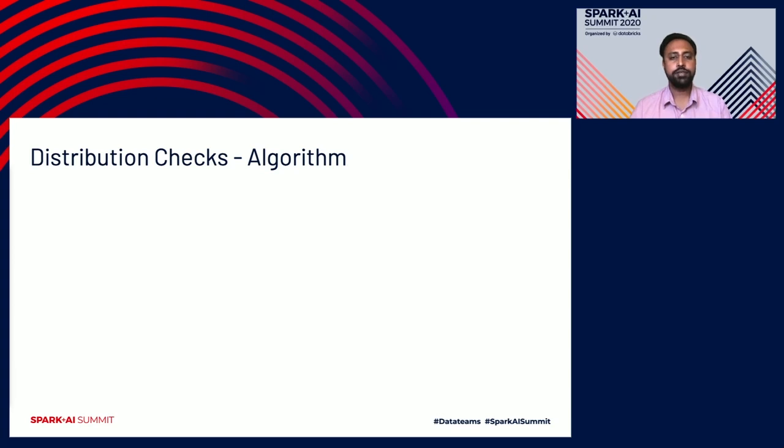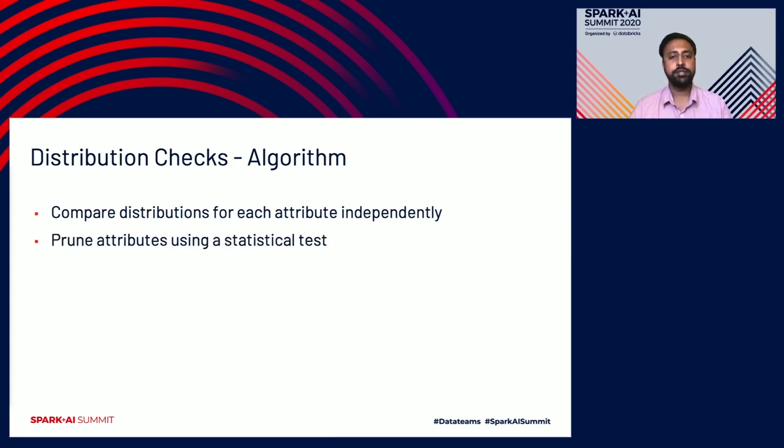You have two data sets, and they have thousands of attributes. You would want to compare the distributions of each attribute independently. And to be able to do that, you want to prune the attribute set using some sort of a statistical test.